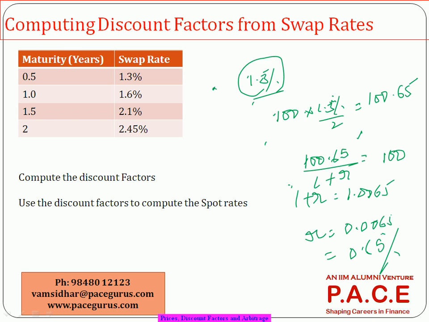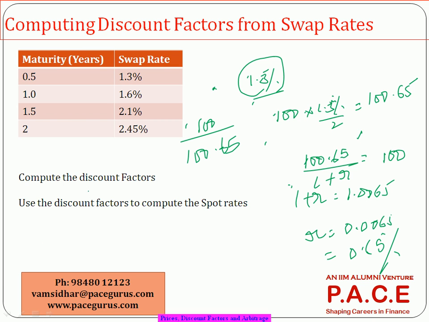So I am getting that the interest rate for the 6-month period is 0.65%. Now, once I know the interest rate, how do I find out the discount factor? We have seen already, right? Or the other way of talking about it is 100 by 100.65 will be the discount factor.